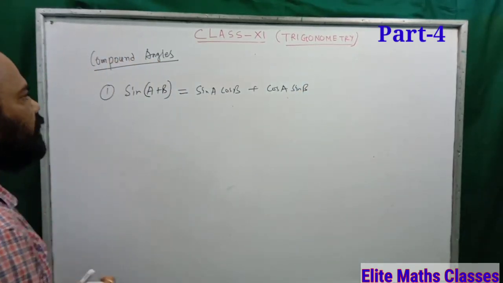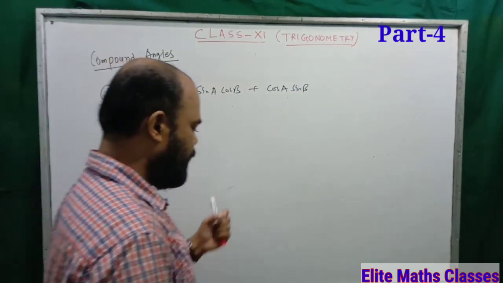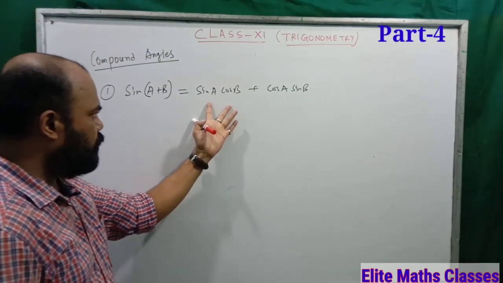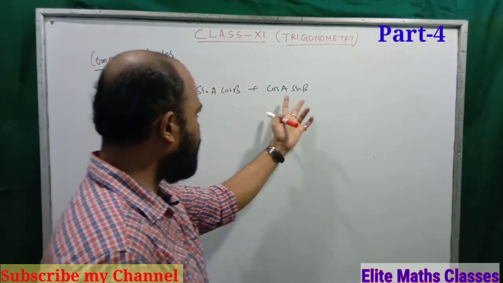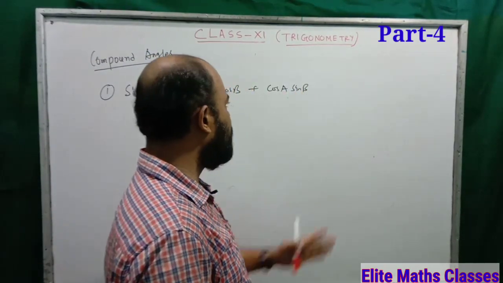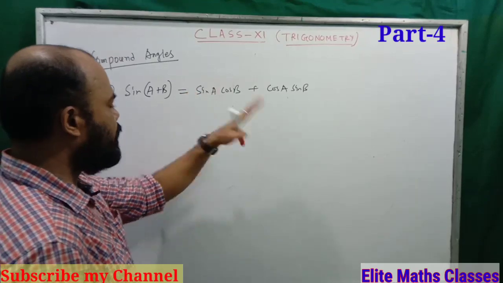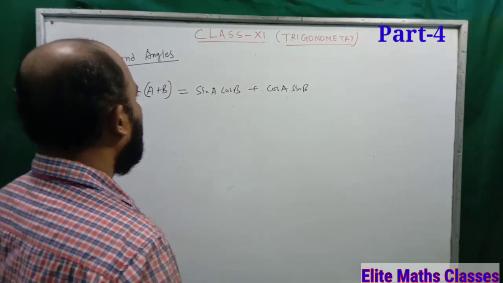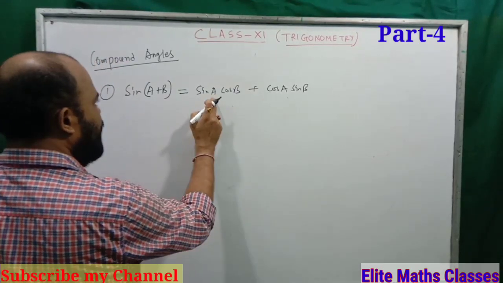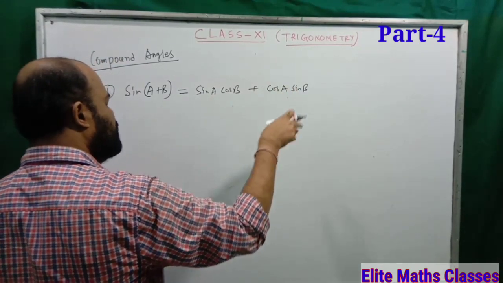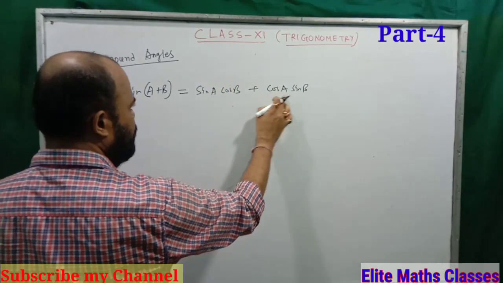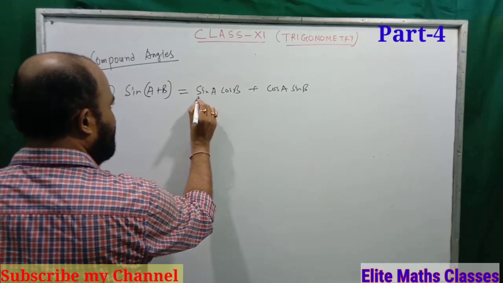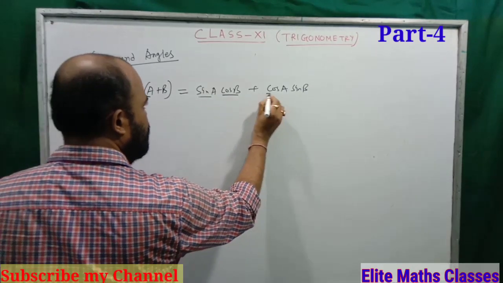The very important one, and just see the technique. For sin A plus B, it breaks into two terms, the product of two trigonometrical ratios plus another term involving the product of two trigonometrical ratios, but in both the terms sin and cos are there. See sin cos, here also sin cos. Just see the position of the angles. It is sin A cos B plus cos A sin B. Position of the angles are different. So for sin A plus B, it is sin A cos B plus cos A sin B.